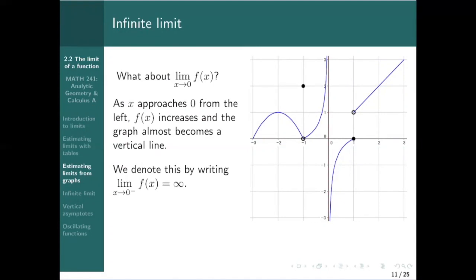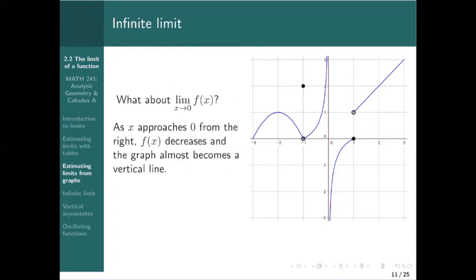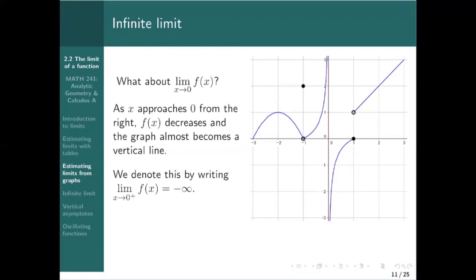And similarly, if we consider now the limit of the function as x goes to 0 from the right, we are going to observe that the function is decreasing, and also the graph of the function is almost becoming a vertical line. So we are going to denote this by writing the limit of f of x as x goes to 0 from the right is equal to minus infinity.